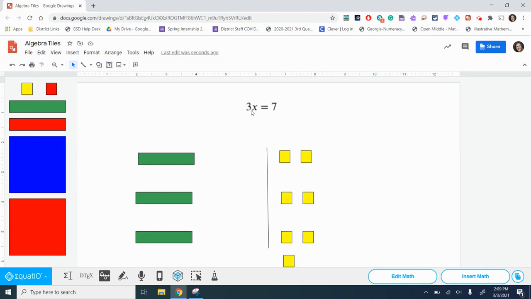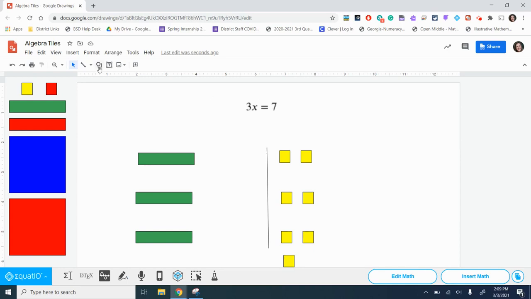So like we talked about in the previous video, the coefficient 3 tells us how many groups of x we have. We have 3 groups of x. Well, that groups of language tells us that this is multiplication, 3 times x. So when we're solving for 1x and trying to isolate that variable, we are going to use the inverse operation to do that. So the inverse operation to multiplication is division. So we're going to divide 3x equals 7 into 3 equal groups.